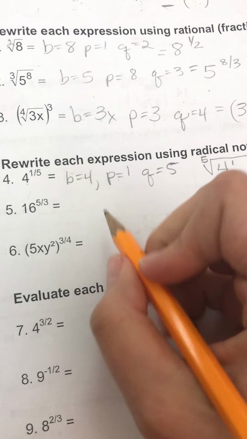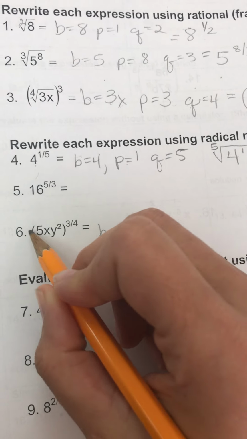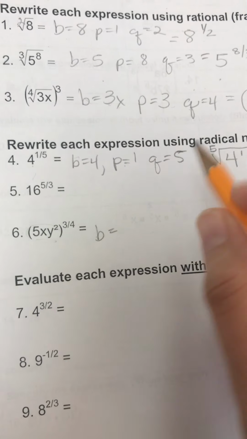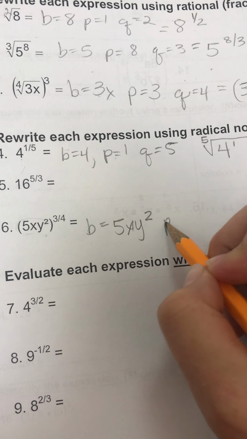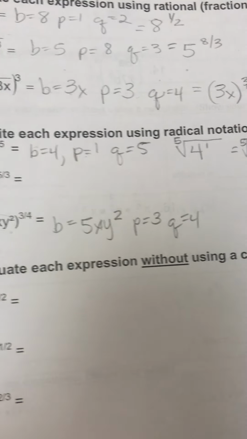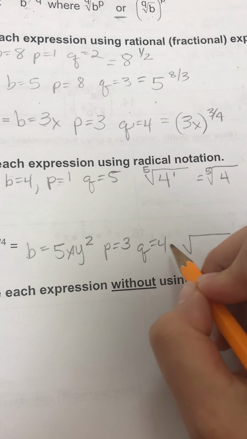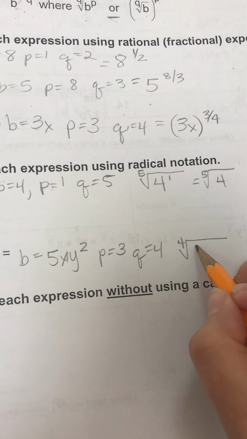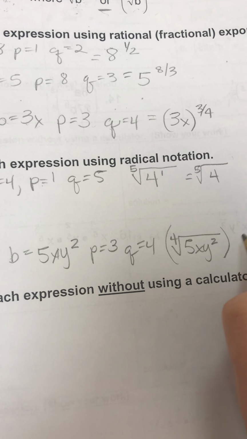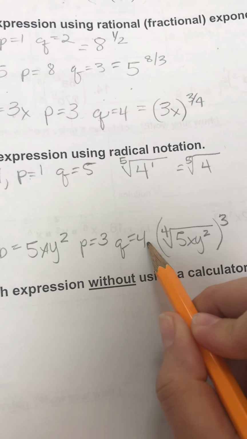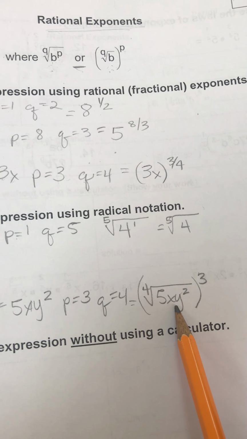All right, now then, let's go ahead and just move down to number 6. So you've got your b is equal to the whole thing, everything in parentheses, so 5xy squared. Your p is going to be equal to 3, and your q is equal to 4. Now let's rewrite it in the radical form. Your q goes up here, the 4. You're going to have your 5xy squared inside. And then on the outside, you're going to have your 3, which is p. So we just used this equation right here, and we plugged the values in. And that's your answer.